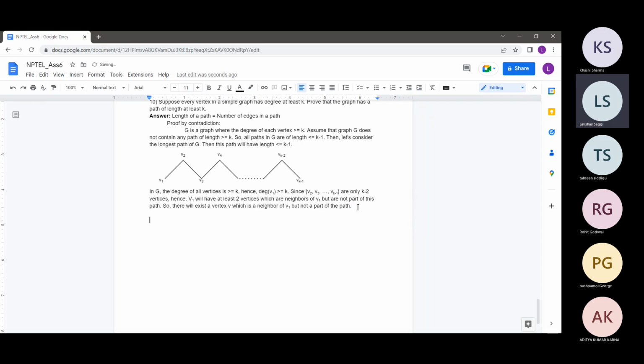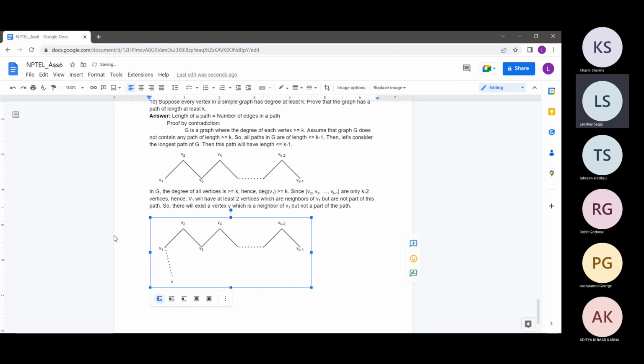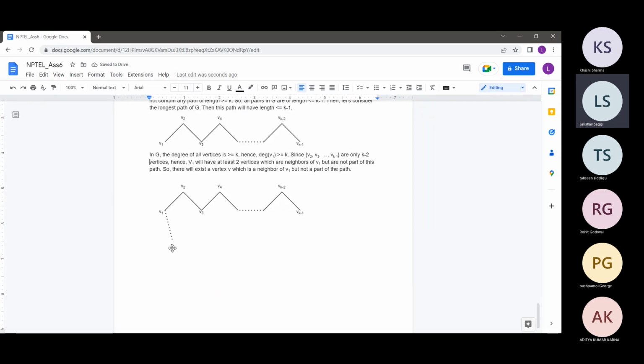Now I'll show you the image for what this condition will look like. There will be this path V1, V2, V3, V4 up to Vk minus 1. And then there will be this vertex V outside of this path, which will have an edge with V1.